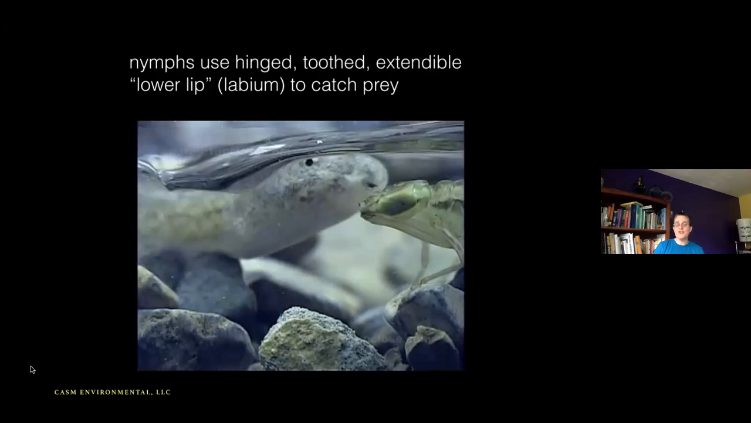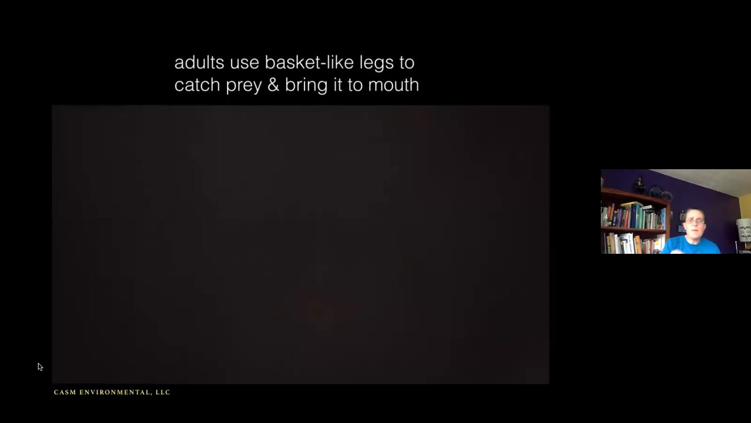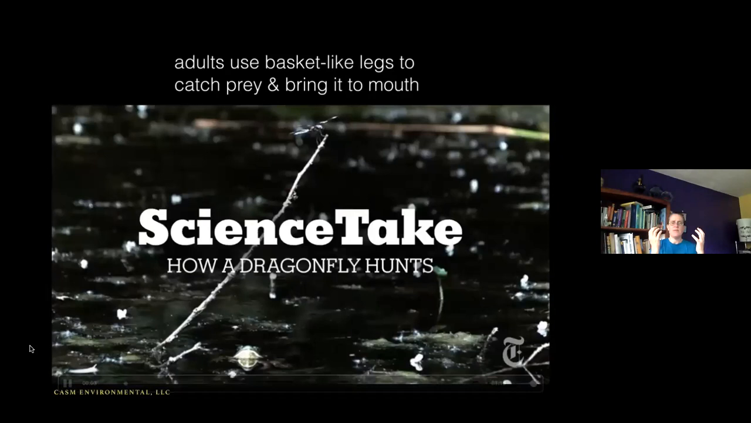And the name of the order, Odonata, means toothed, right? Having teeth. And it's the teeth on the lower lip, that labium, as the official word is, that gives this entire order its name. So really cool, unique way of hunting. Now adults, remember I said they have those big eyes, they're visual predators, but they don't have that extendable lower lip anymore. They just have chewing mouth parts. So what they have is sticky, hairy legs. And when they swim around, they hang them in front of their body like a basket.